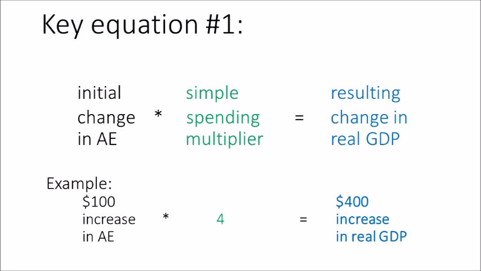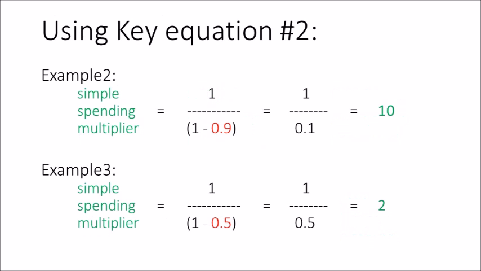Now what would happen if we assumed a different MPC? For example, what if the MPC were 0.9? Or what if the MPC were 0.5? Well, if the MPC were 0.9, we'd have a multiplier of 10. And if the MPC were 0.5, we'd have a multiplier of 2. You should note that as the MPC increases, the value of the multiplier increases. In other words, the ripple effect is bigger because people are spending a higher fraction of their new income. And as the MPC decreases, the value of the multiplier would decrease. The ripple effect will be smaller because people are spending a lower fraction of their new incomes.